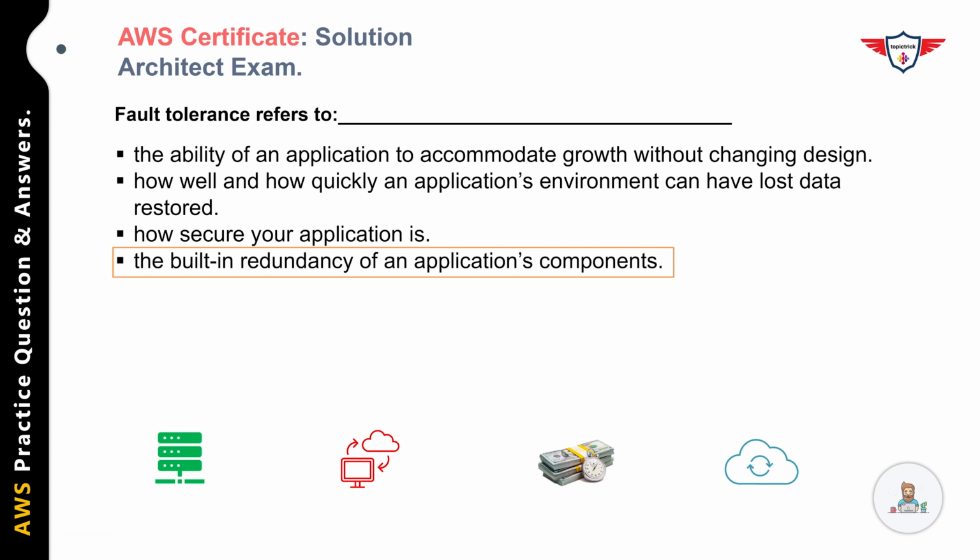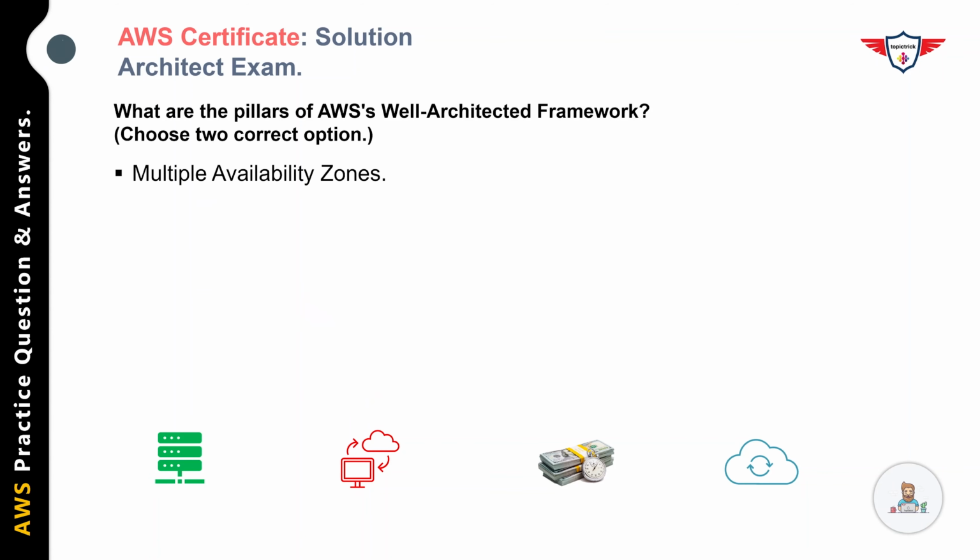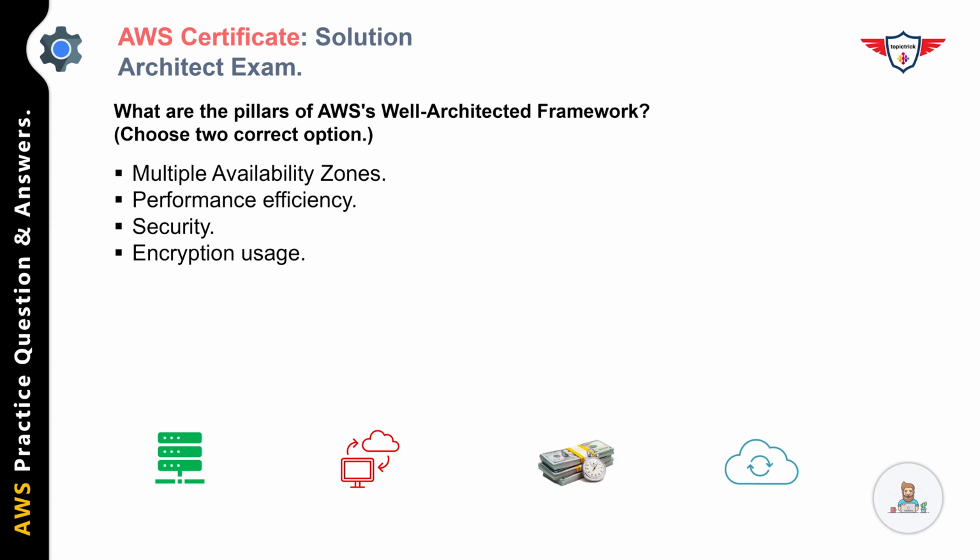What are the pillars of the AWS Well-Architected Framework? And you have to select two correct answers. First one is multiple Availability Zones, performance efficiency, security, encryption usage, and high availability. The correct answer is performance efficiency and security, and these are two important pillars of the Well-Architected Framework.